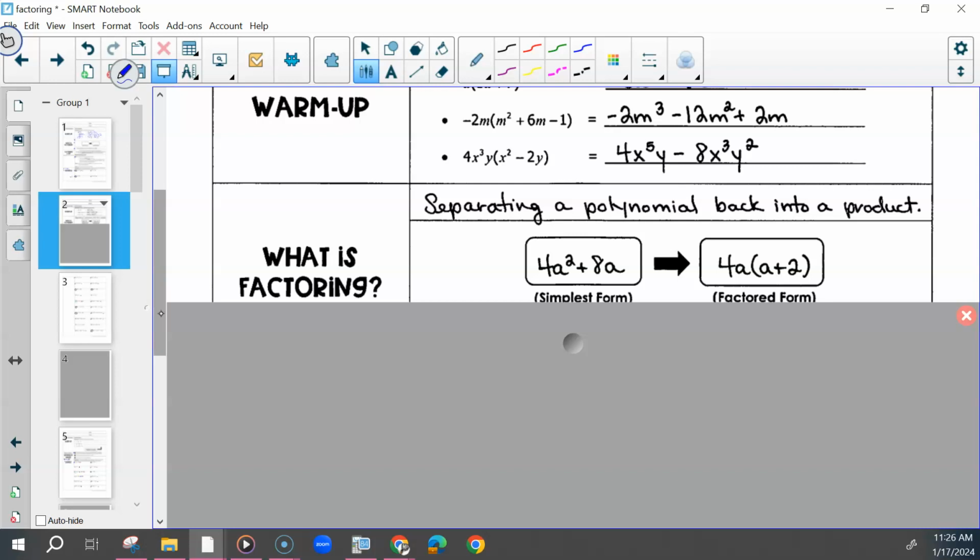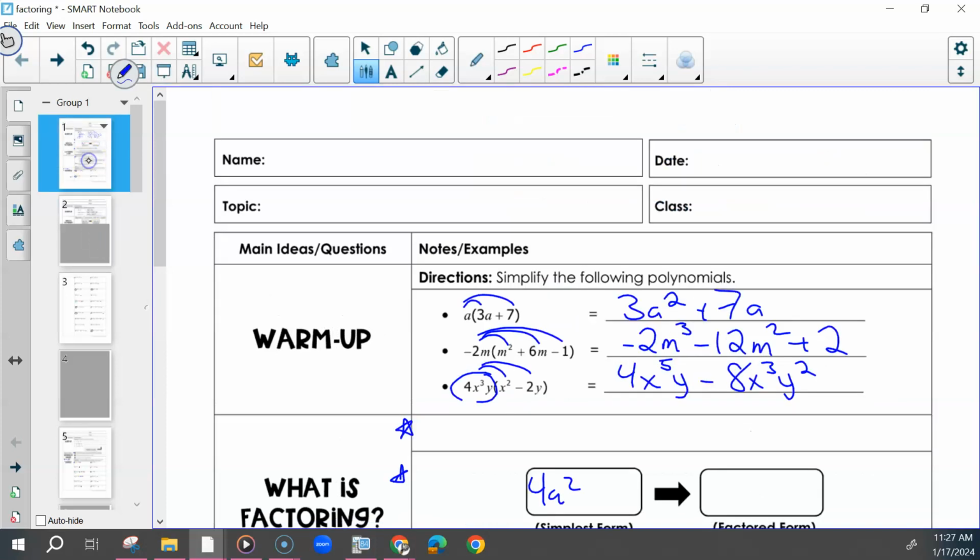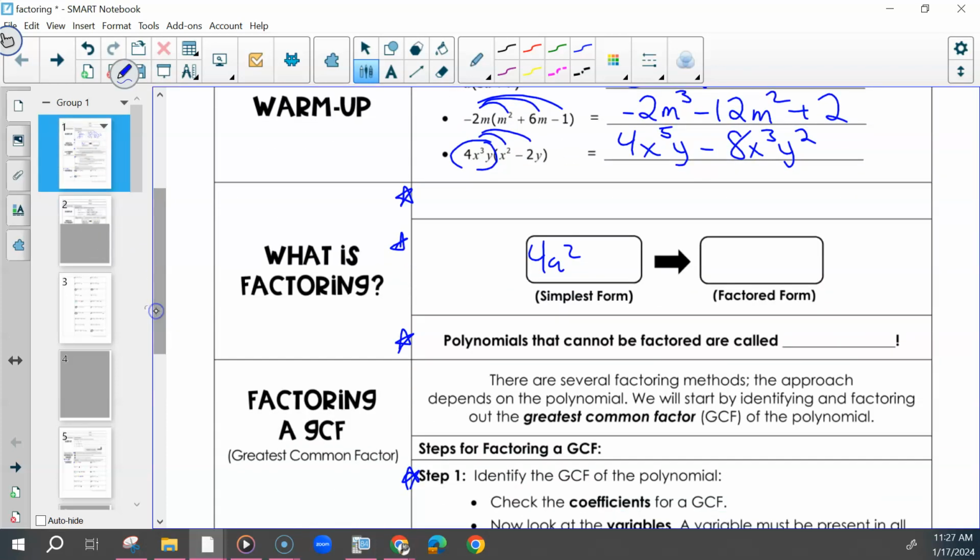Alright. So with this, factoring is like dividing. I'm going to rewrite it: 4a squared plus 8a. If you didn't get the second part, that's okay. It's like dividing. You're looking for, what do these have in common? What could I divide out of both of these?